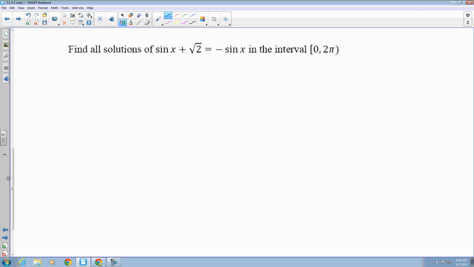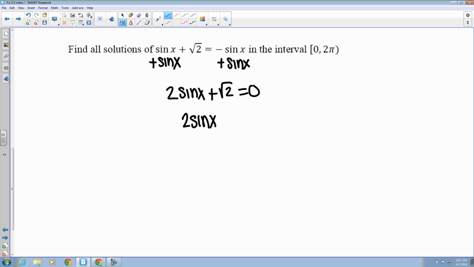On this question, we have sines on both sides. So I'm going to add this sine over to the left side with the other sine. So we have 2 sine x plus the square root of 2 equals 0. Again, we're trying to solve for sine x. So subtract the square root of 2 and divide by 2.